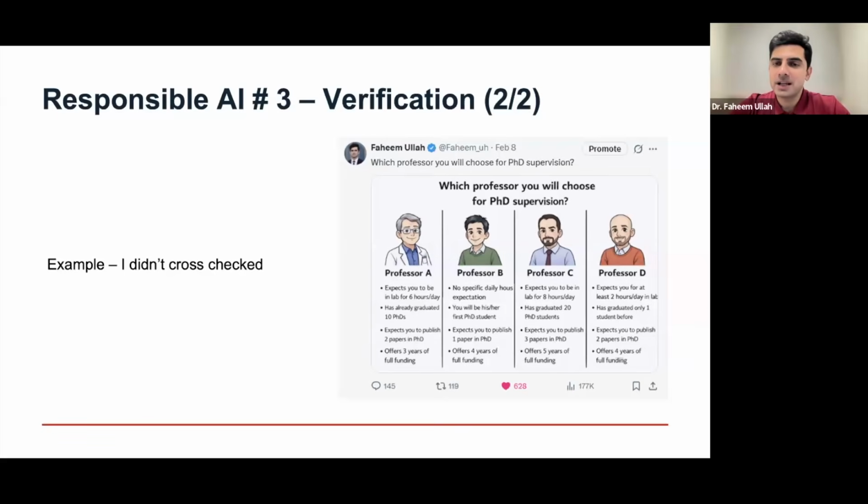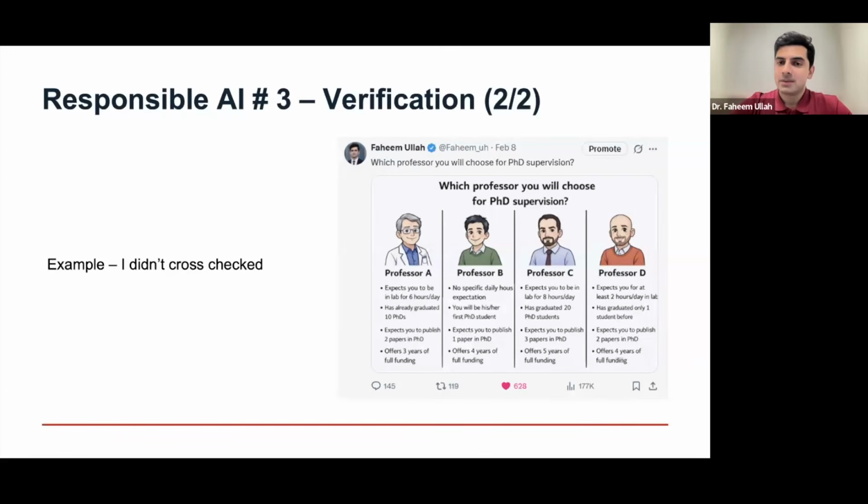What happened was that I put a post on social media, and I said that there are these four professors with, for example, rules, regulations, and so on. So based on this, which one should we choose? Now, I was more focused on the profiles of these professors, like what their expectations are, how many papers they expect to publish, how much funding they offer for how much time, and so on and so forth. I completely overlooked their avatars, what these professors look like, right?